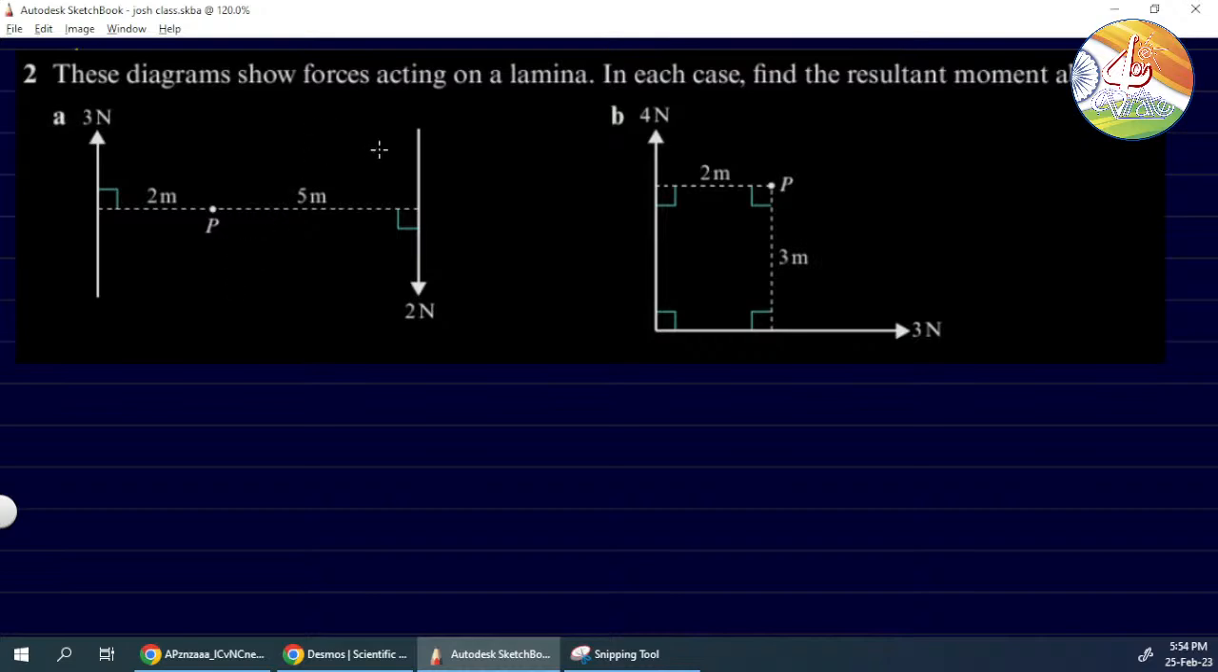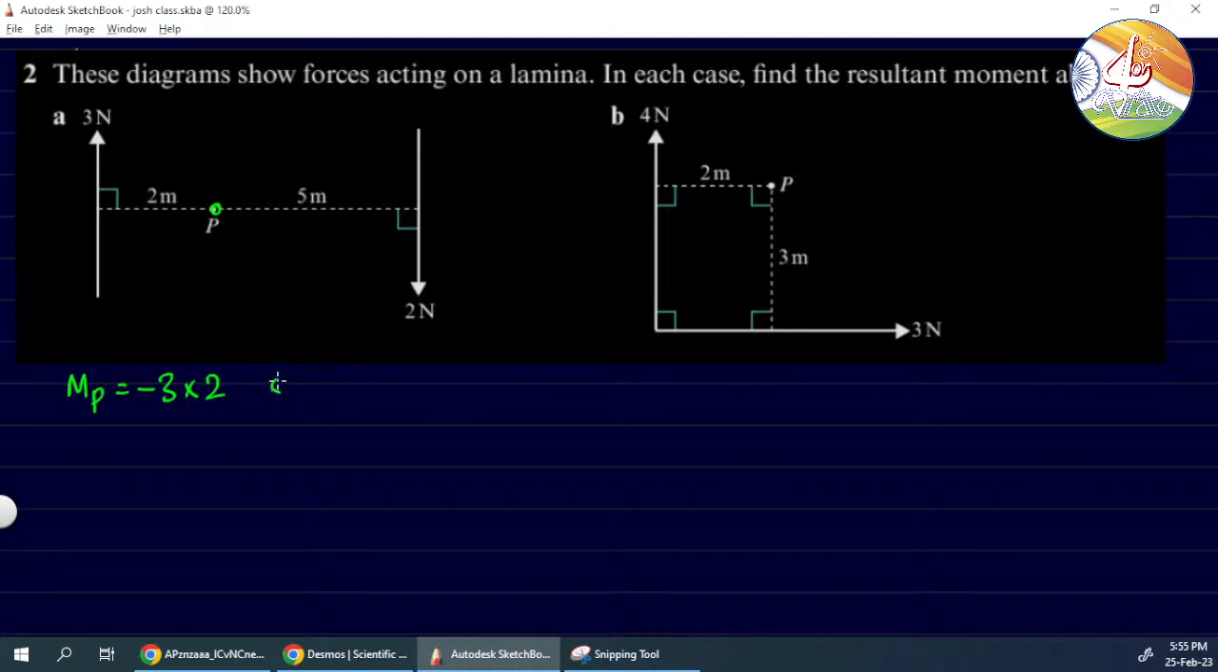So these diagrams show forces acting on a lamina. In each case, find the resultant moment about point P. Okay, so moment about point P. The first force is 3 and perpendicular distance from P is 2. This one is moving in clockwise direction, so minus.